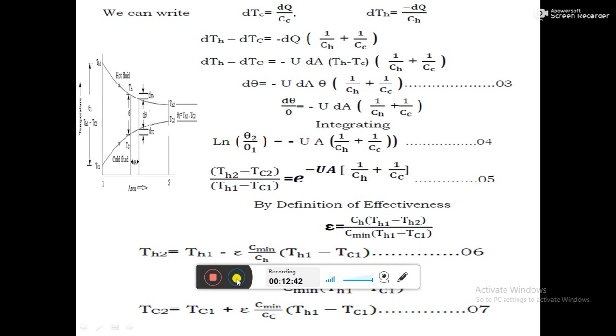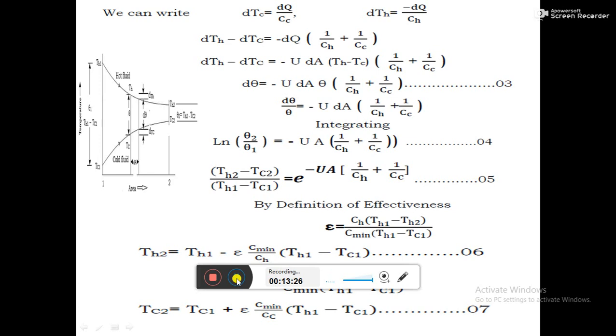But from the figure, Th minus Tc is theta, the temperature difference at the inlet of the elementary area, and dTh minus dTc can be written as d theta. Rearranging the terms, we get d theta by theta equals minus U into dA into (1 by Ch plus 1 by Cc). Integrating this equation, we get ln (theta 2 by theta 1) equals minus U into A into (1 by Ch plus 1 by Cc), because the integration of 1 by x is ln x.